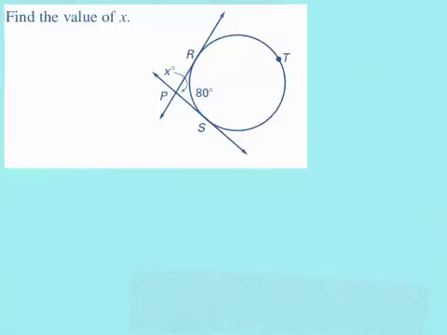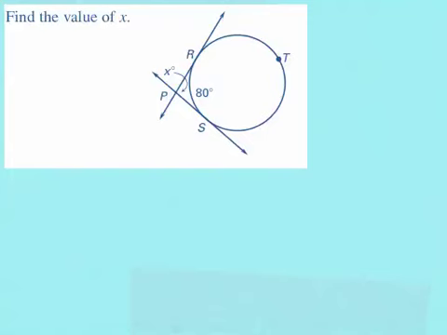An example of this asks us to find the value of x. Notice x is the angle created by two tangent lines intersecting on the exterior of a circle. They tell us that the smaller intercepted arc is 80 degrees, but then they do not tell us the measure of the arc RTS, which is the other intercepted arc by this angle.